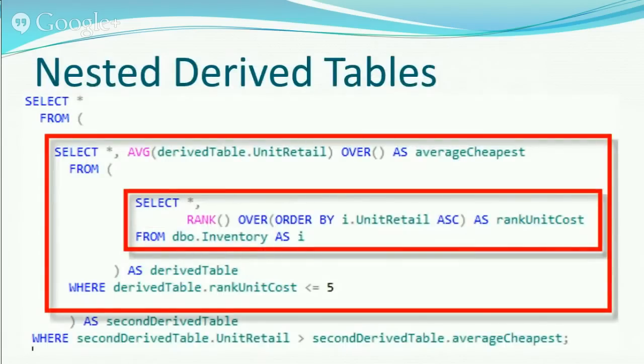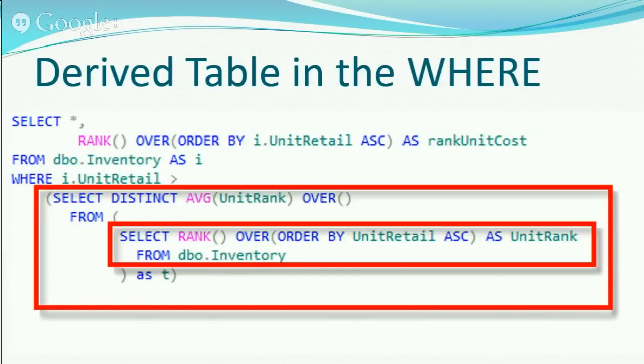Now, stepping back, what I've shown you so far is using derived tables in the from clause, where effectively you're replacing the table name that would normally go in what you're selecting from with a derived table. You can also use them in other places, like in the where clause. However, in this example, because your derived table is being used to compare a single value here of unit retail, you have to return only a single value from it, otherwise SQL Server throws an error. You have to use the distinct, and in this example I use distinct, and I'm calculating a rank over unit retail. I'm then determining the average rank, and I'm figuring out where unit retail is greater than the average rank.